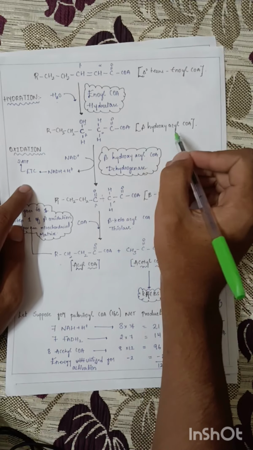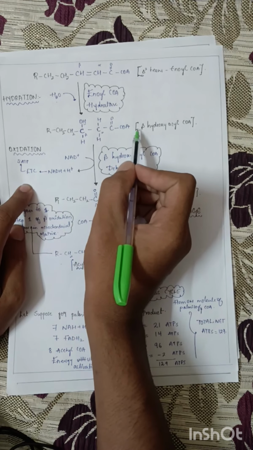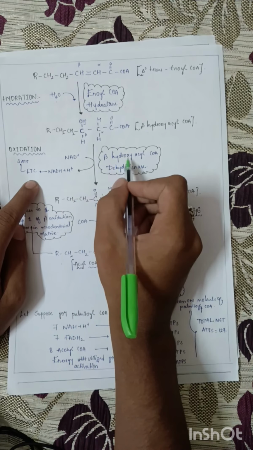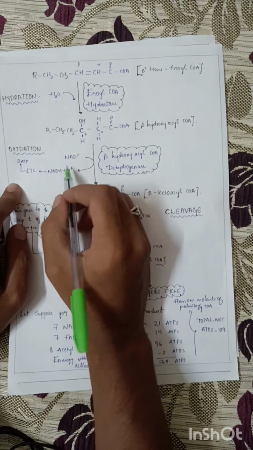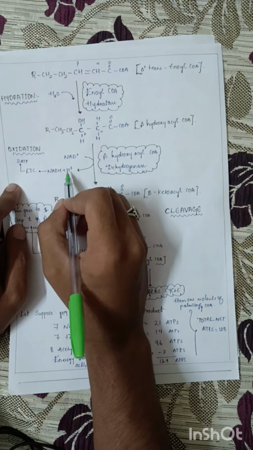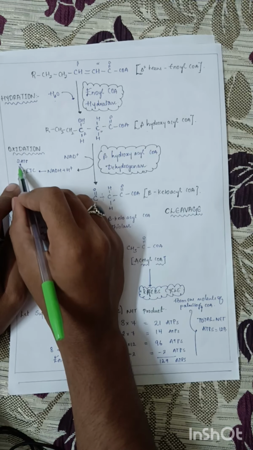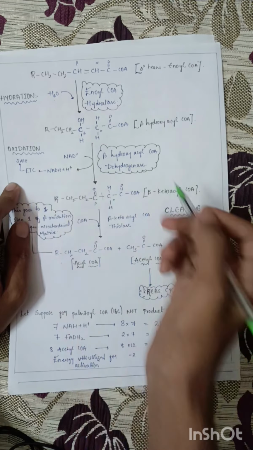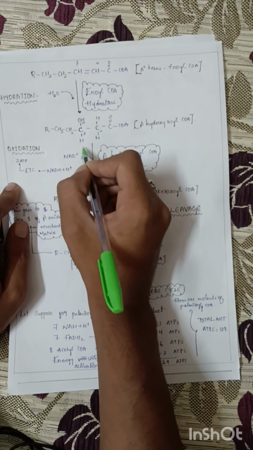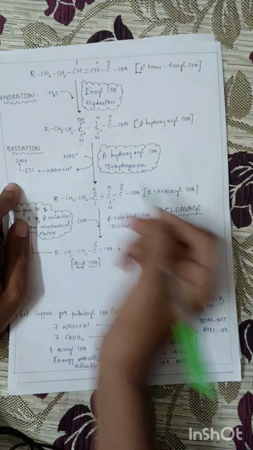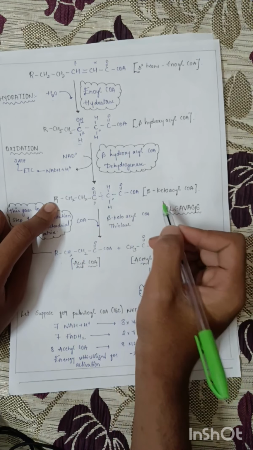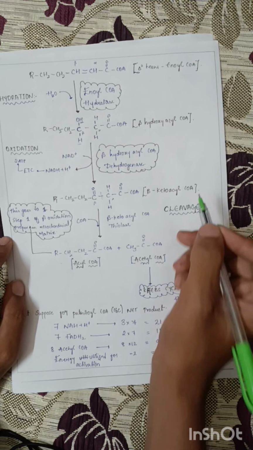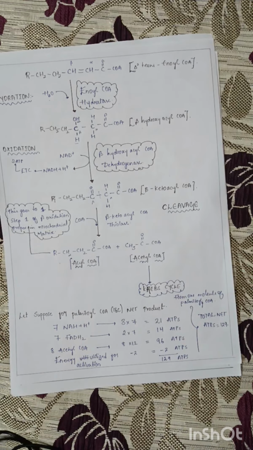Now we have beta hydroxyacyl CoA. From there, with the help of the dehydrogenase enzyme, beta hydroxyacyl CoA dehydrogenase, NAD plus is converted to NADH plus H plus, and it goes to the ETC to form 3 ATPs. The removal of one H from here, one H from here, so it is converted into a keto group on the beta carbon, beta ketoacyl CoA. Then the last and final step is cleavage.